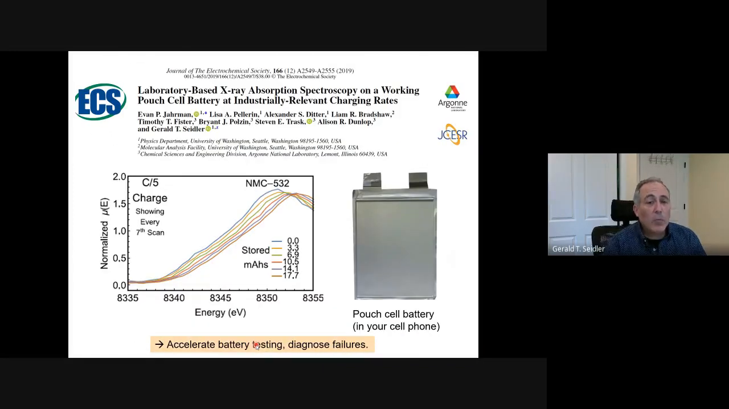We've looked at working batteries. If you crack open your cell phone, you'll eventually get to a battery that looks something like this. It's called a pouch cell.